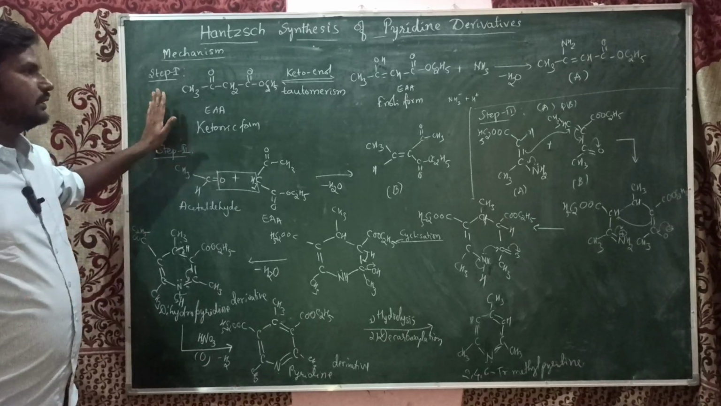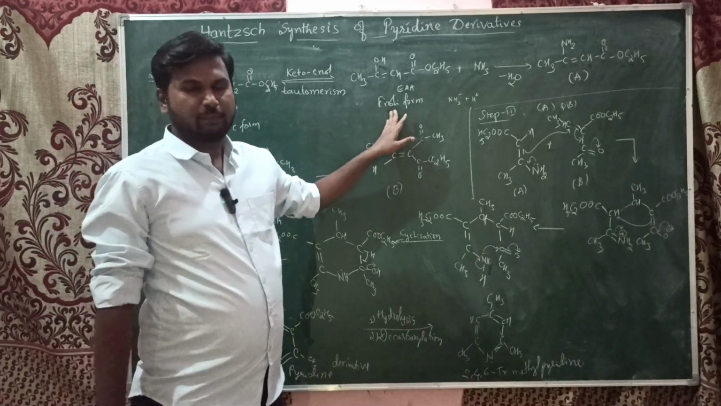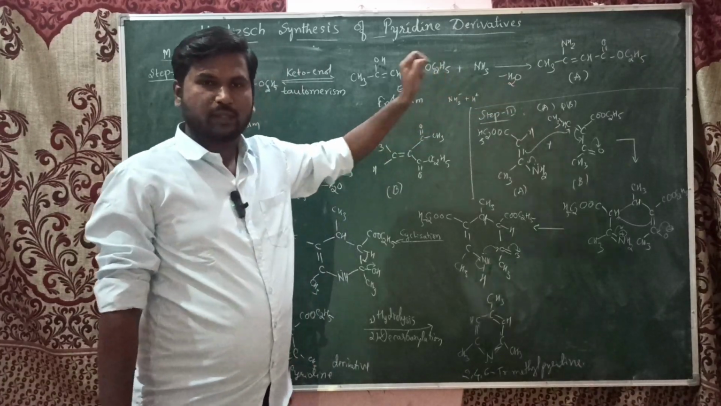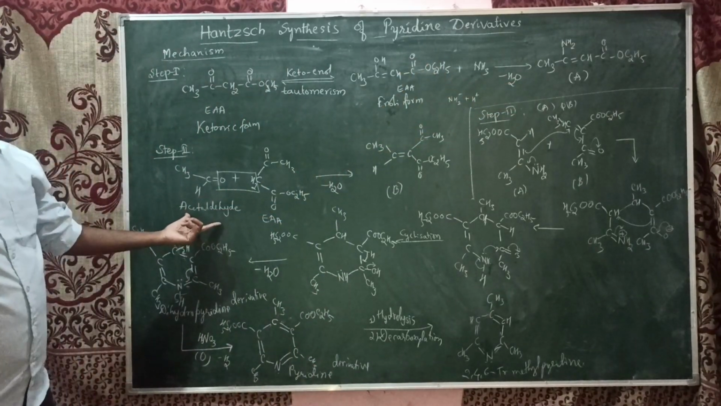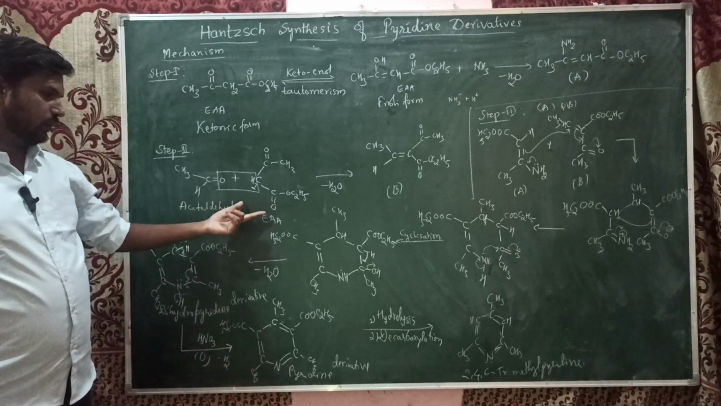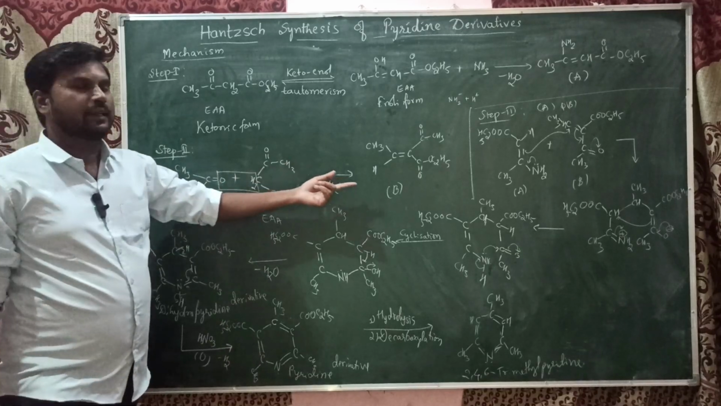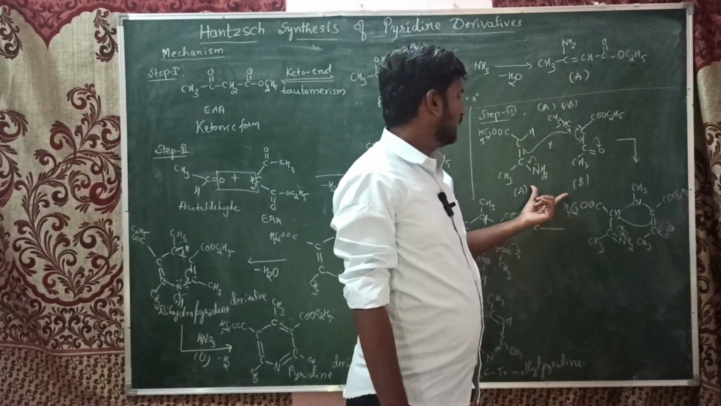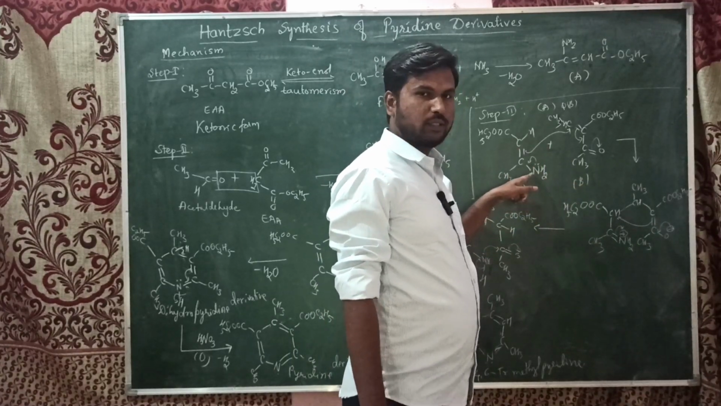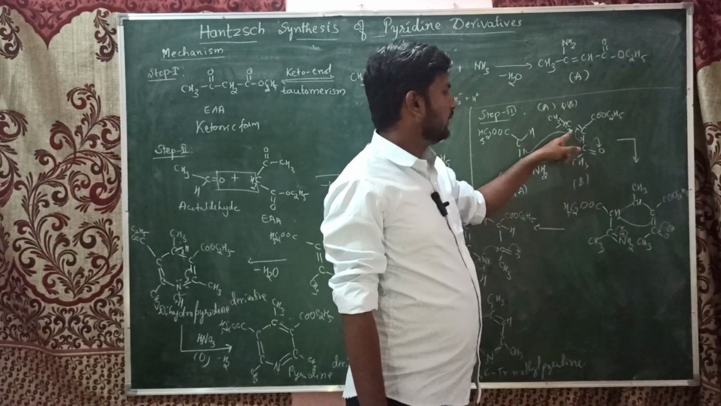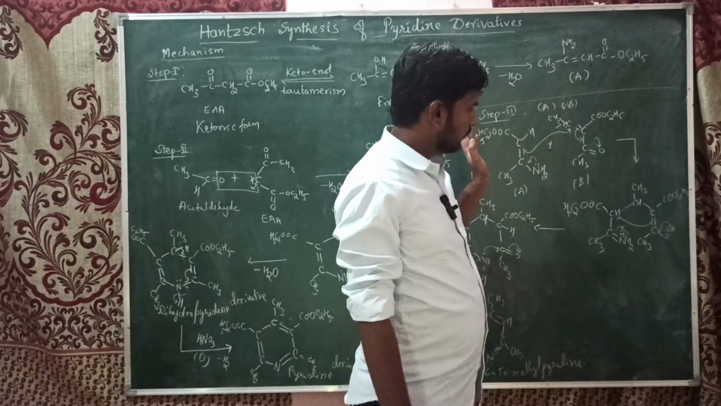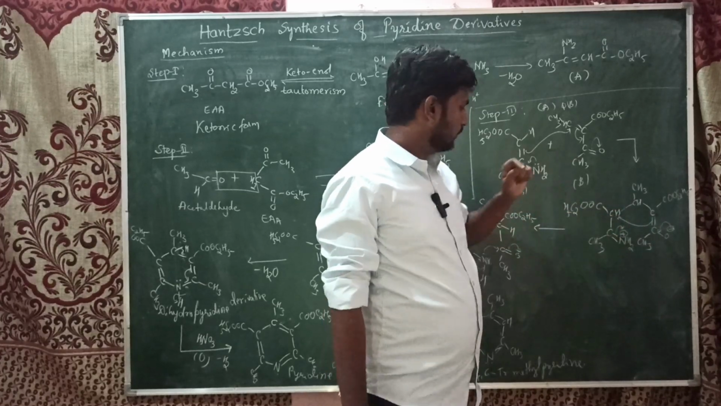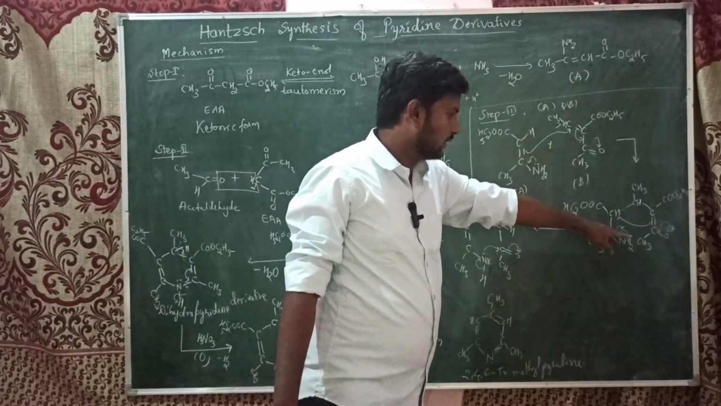In the first step, the enolic form of the EAA, the beta ketoester, will condense with ammonia, forming an intermediate A. And the aldehyde will condense with the beta ketoester, forming an intermediate B. Both intermediate A and B will react. The nitrogen gives an electron, and these electrons shift to the carbon, and further shift to the oxygen. The oxygen gives back that electron, and the pi electrons abstract this proton. Here the nitrogen has got a positive charge, that's why it has happened.